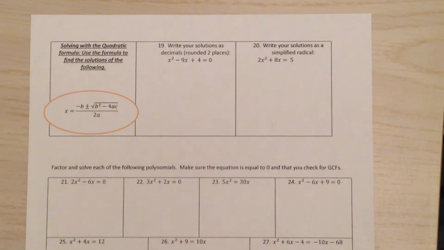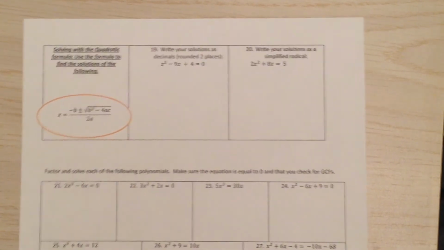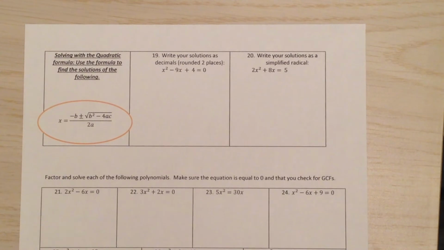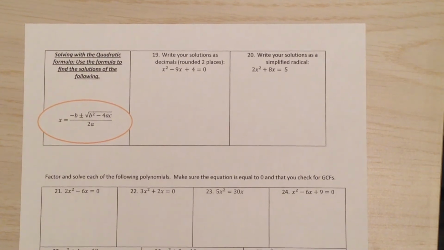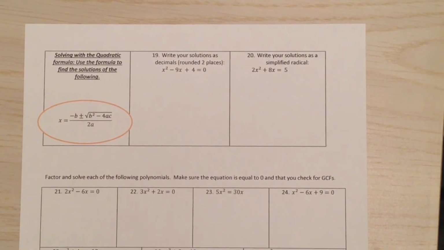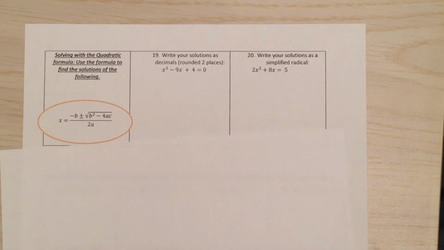Now we're on the back page of that study guide, and we are going to start with our quadratic formula. On your test, I'm going to make you use this quadratic formula. Sometimes you might see these answers as decimals, and sometimes you might need to simplify your radical. So I'm going to show it both ways on this one.